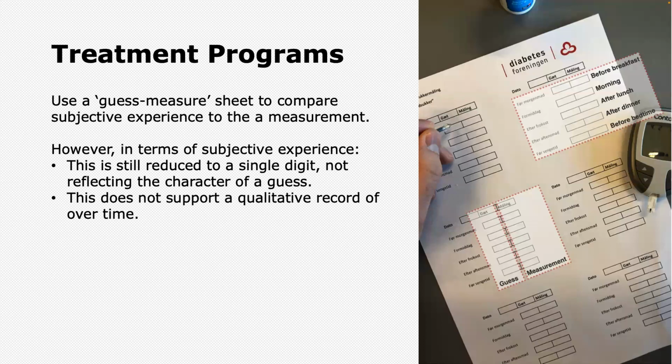Following a type 2 diagnosis, people usually enroll in treatment programs that run for a year. In this treatment program, nurses provide education on diabetes, diet, exercise, and motivation. This includes learning how to use the BGM device. As a supportive tool, diabetes associations in Denmark offer a guess measure sheet. On the sheet, the person with diabetes guesses their blood sugar before doing the measurement, and repeating this process several times a day over several days aims to aid the person with diabetes in better sensing their blood sugar value.